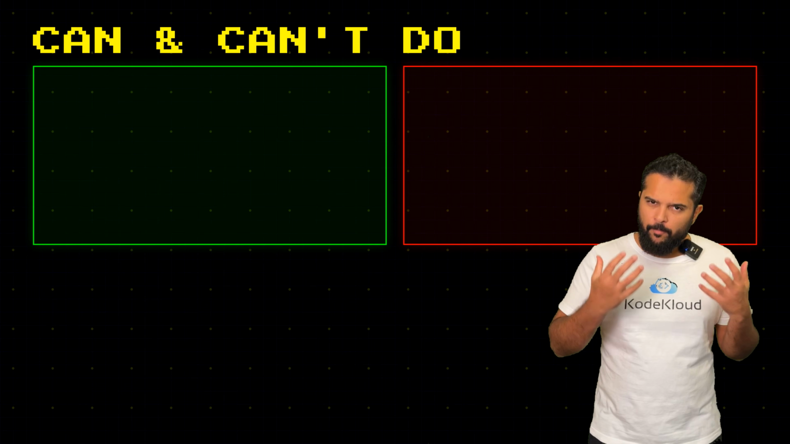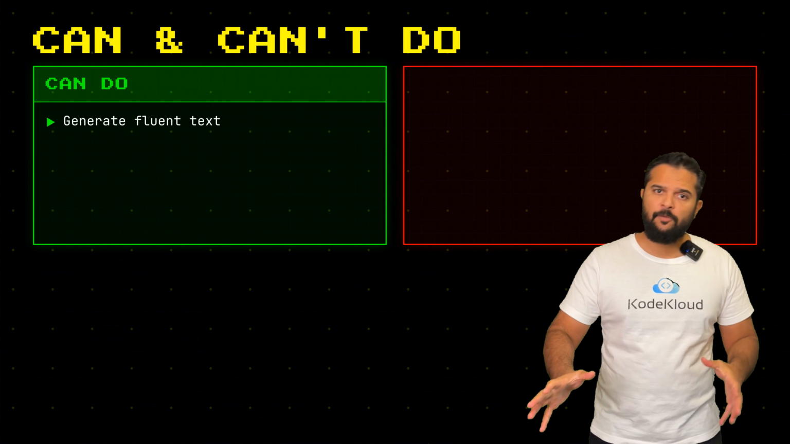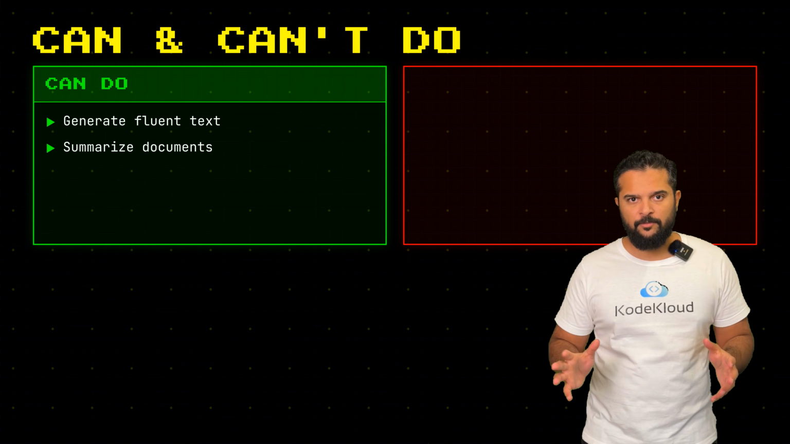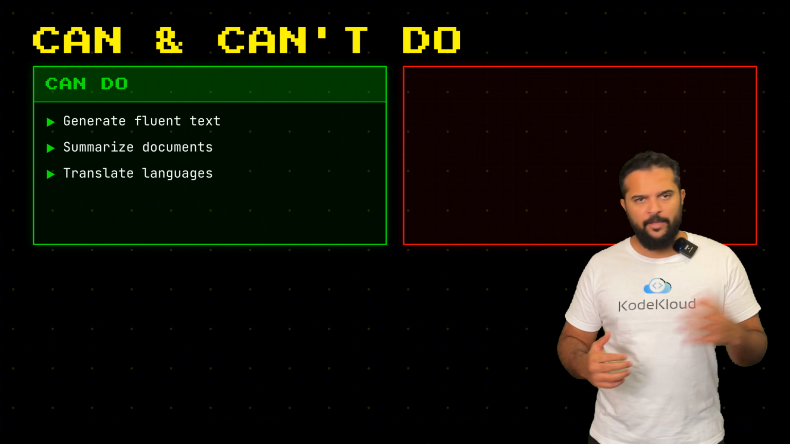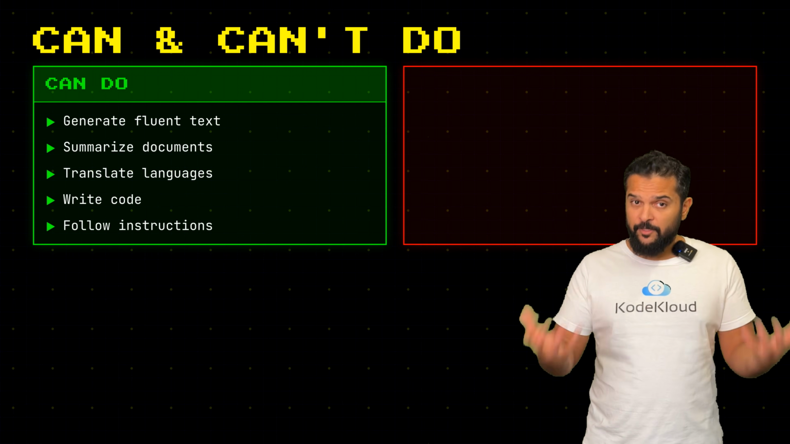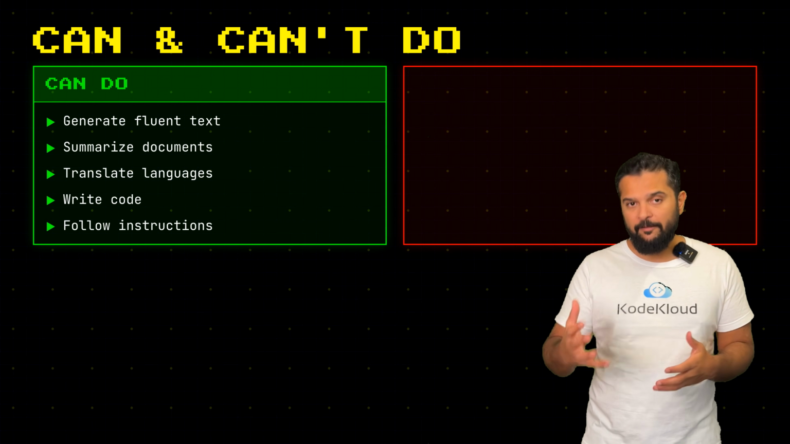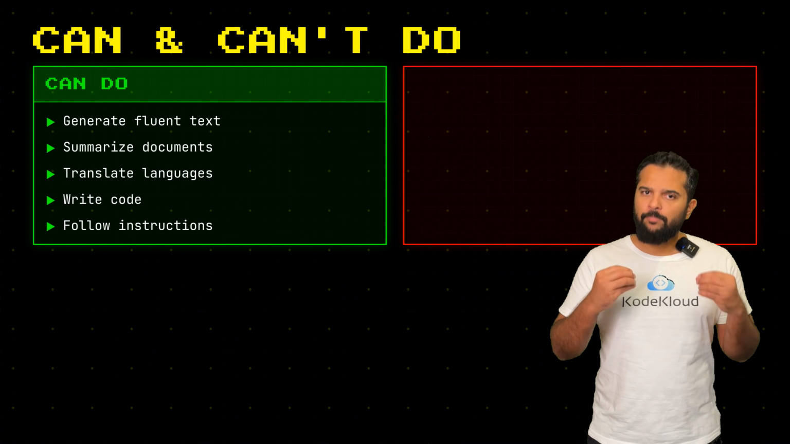Now, LLMs are remarkably good at working with language. They can generate fluent, human-sounding text, summarize long documents, translate between languages, write code, follow instructions given in plain English, and shift their tone to match whatever you need: formal, casual, technical, playful. But they have real blind spots.